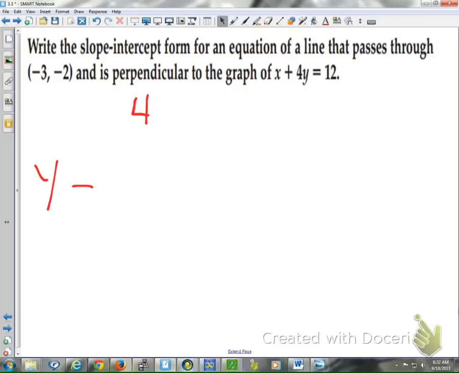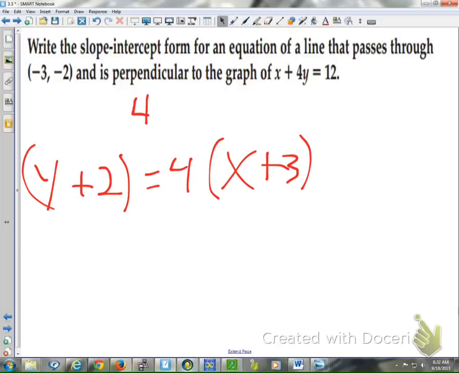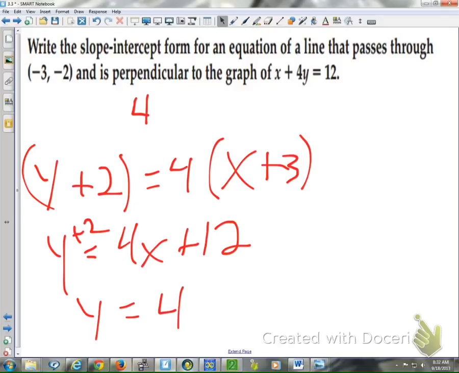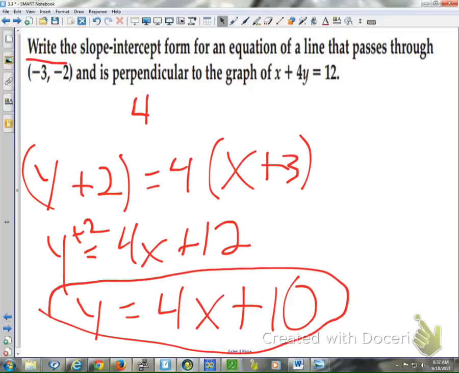Y minus -2, which is plus 2, equals our slope, times x minus -3. Solve for y. Oh, can't do that yet. Y plus 2 equals 4x plus 12. Subtract that there too, and you get y equals 4x plus 10. And that's it. That's your finished product. That is your equation in slope-intercept form, which is what we were going for.